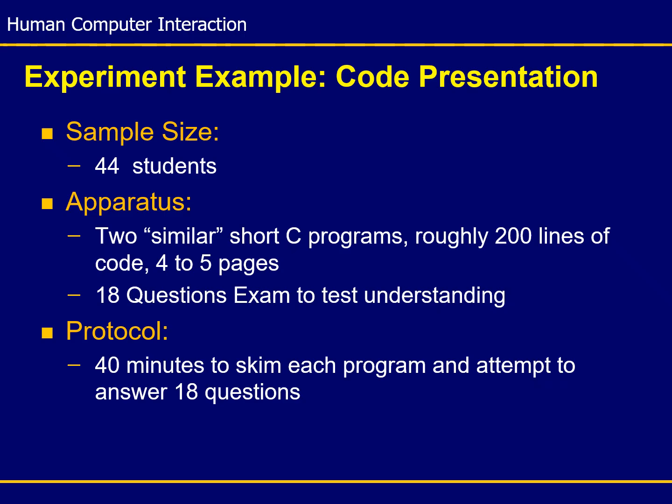They ran this on 44 students, and the apparatus was two similar but not identical short C programs. Why similar? Because they are doing within subject design. So every participant will see the two conditions, the new presentation and the old presentation. So they couldn't have used the same program, the same C program, I mean. And the protocol was 40 minutes to skim each program and attempt to answer 18 questions.